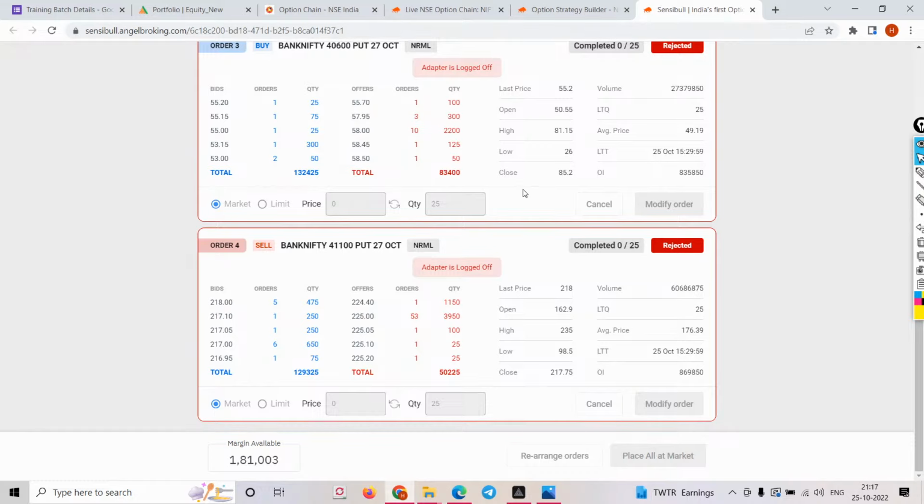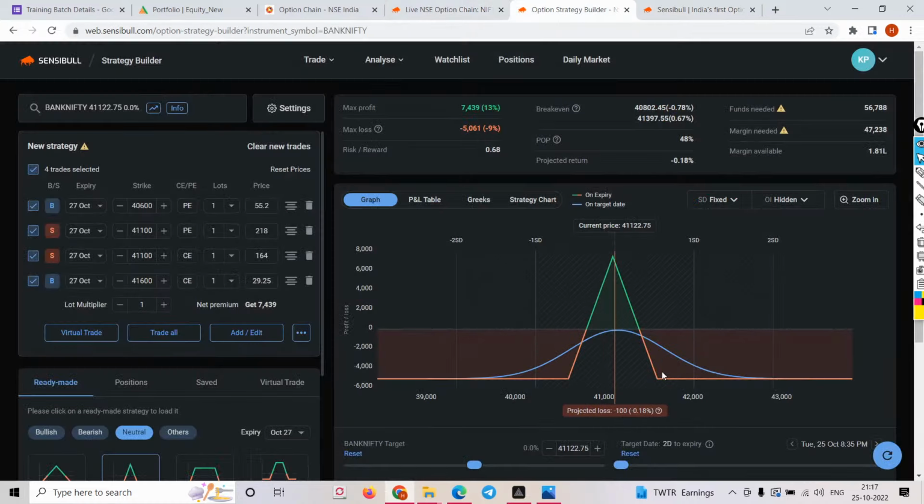This is the way Sensible will help you in terms of doing quick analysis and also in placing the orders. Yes, I am partnered with Sensible, but I'm not trying to promote them, I'm just trying to show you this will make your job easy. If someone is doing all the analysis in Opstra and then comes to place orders in Zerodha, it will take some time, but this will give you that quick reference.